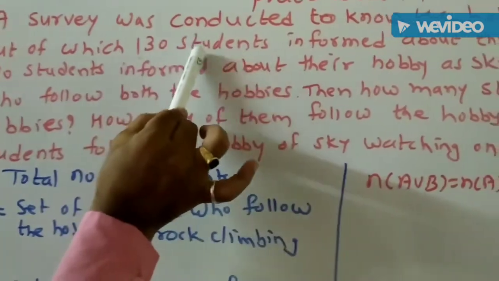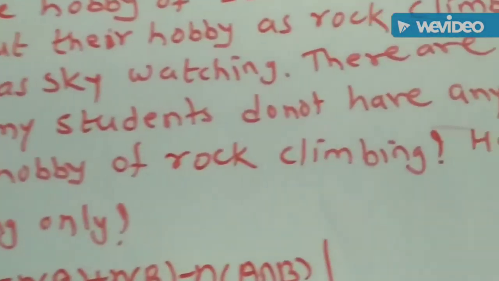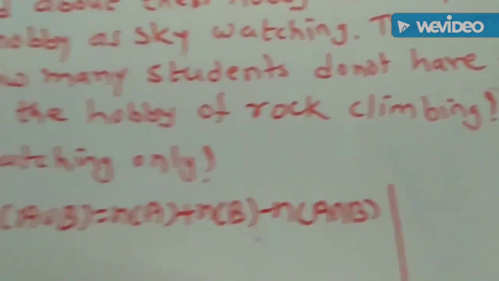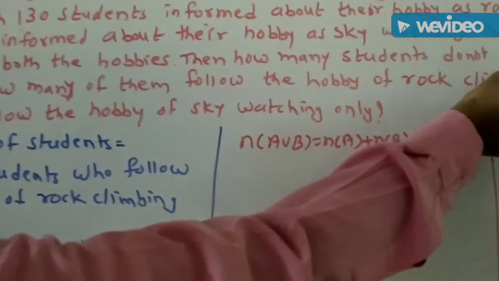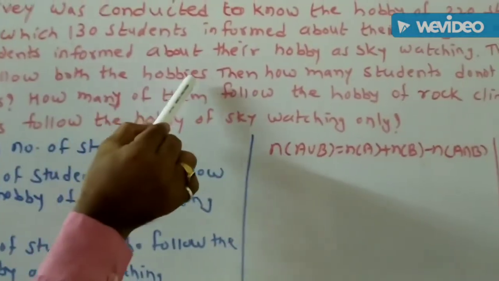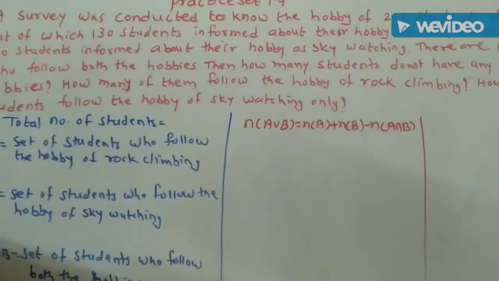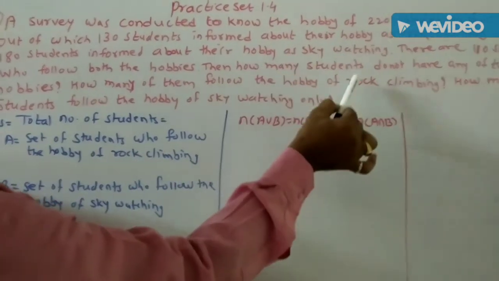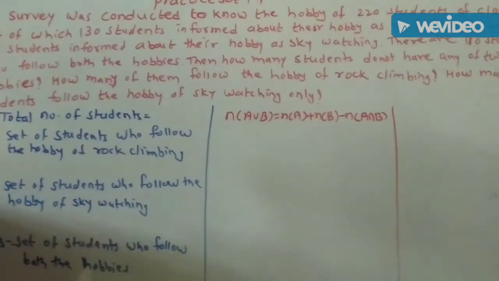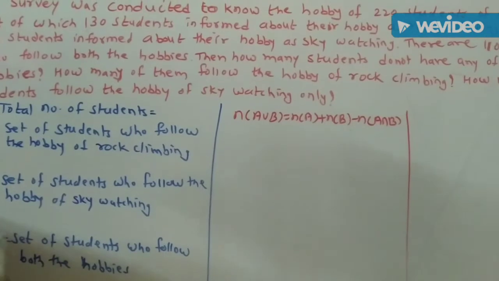Out of which 130 students inform about their hobby as rock climbing, 180 students inform about their hobby as sky watching, and 100 students follow both the hobbies. Then how many students do not have any of the two hobbies? Then we have to find how many of them follow only the hobby of rock climbing and how many students follow the hobby of sky watching.